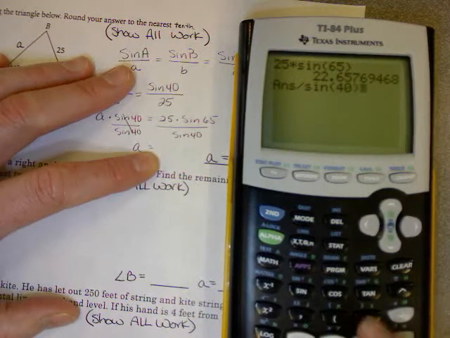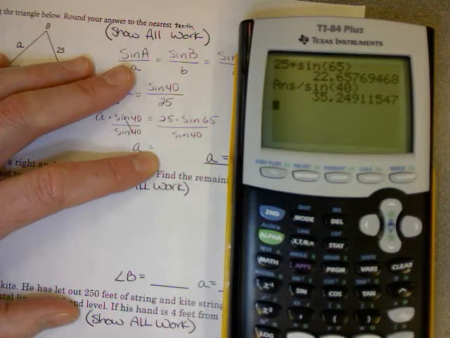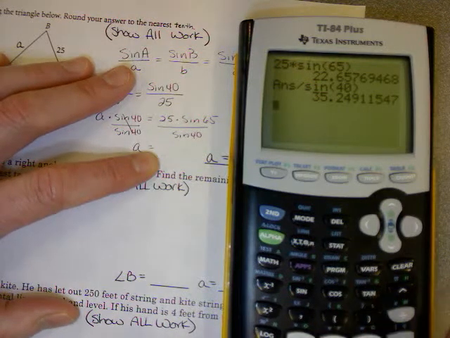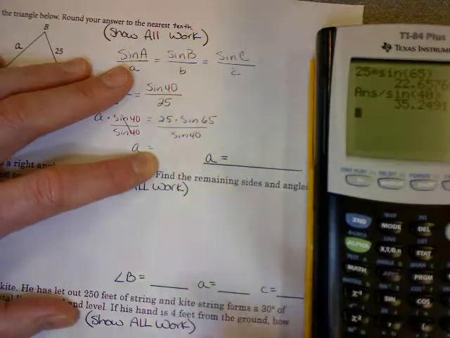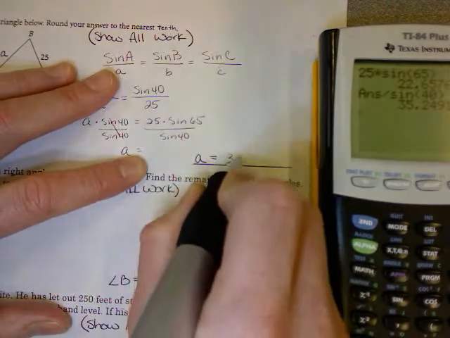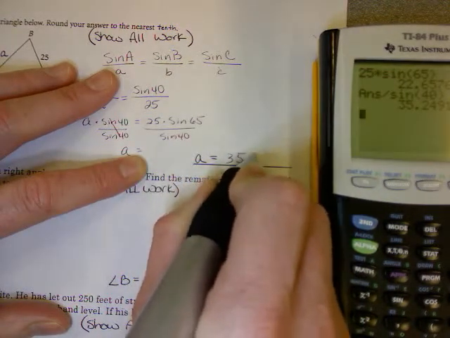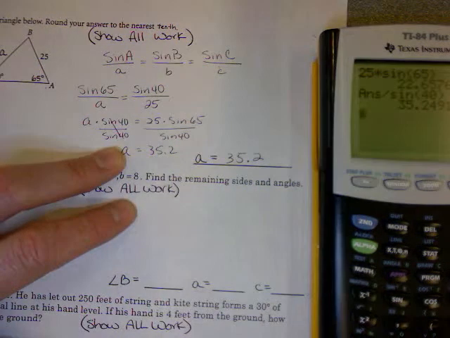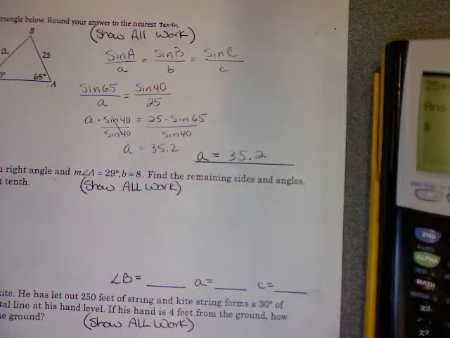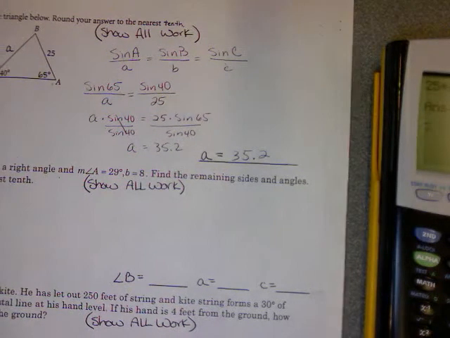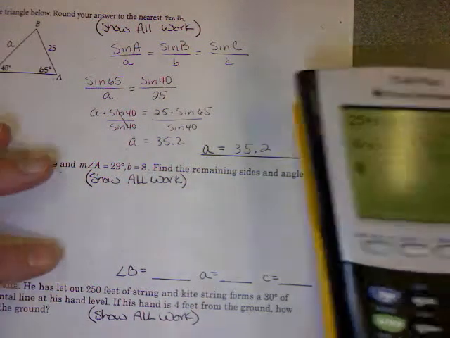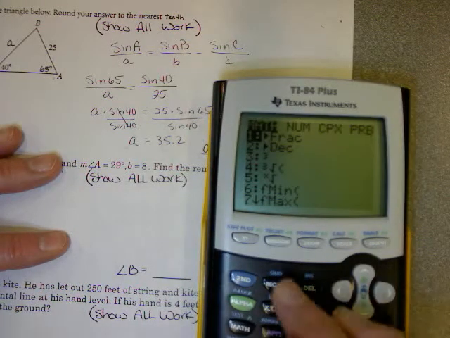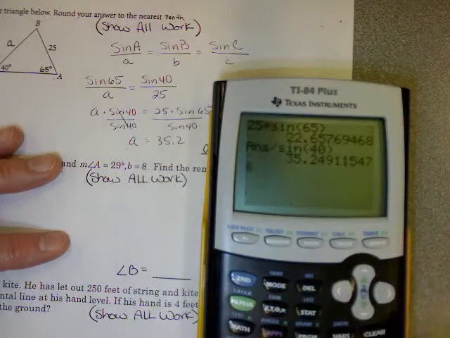And our answer is 35.25, nearest tenth, so it's 35.2. And it's a length, so that's just units for side length A. Okay. Make sure your calculator is in degree mode as well. I should have checked that before. So our mode is in degrees, so we're fine.